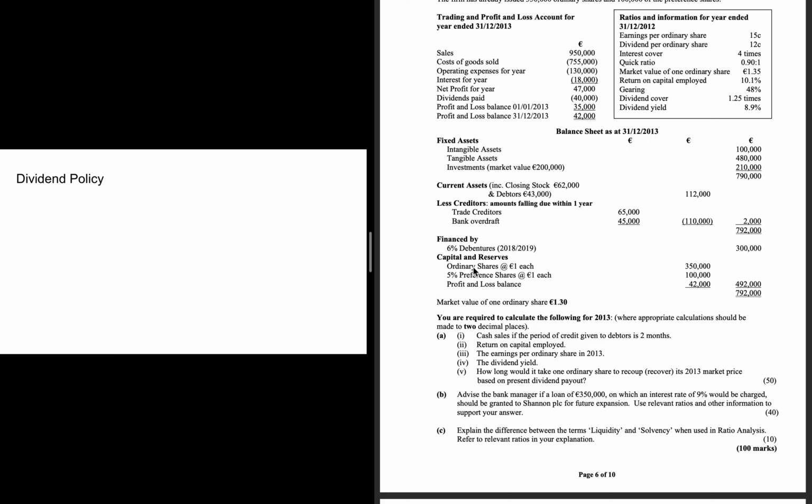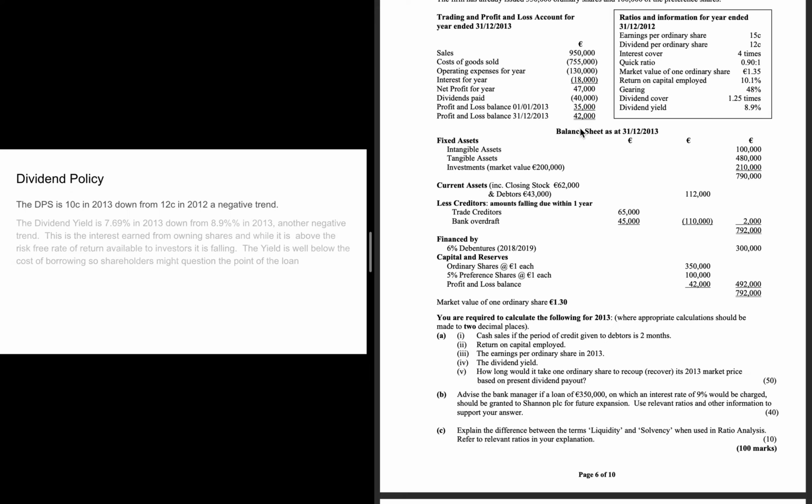The dividend policy. So I'll go through my usual. Dividends per share, which I worked out, is 10 cents and it's down from 12 cents, which is a negative trend. Dividend yield, 7.69, which is down from 8.9, another negative trend. Again, explain what dividend yield is. I want to say that the yield is below the cost of borrowing. Again, I just want to try and refer to the borrowing again.